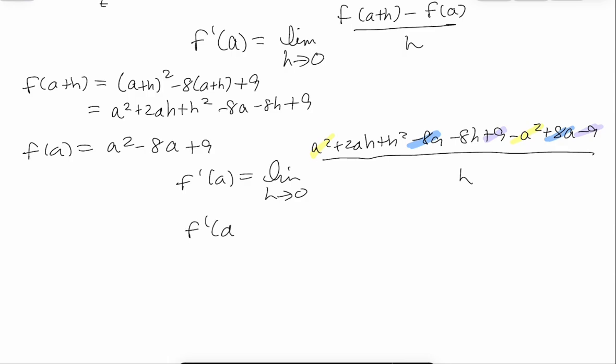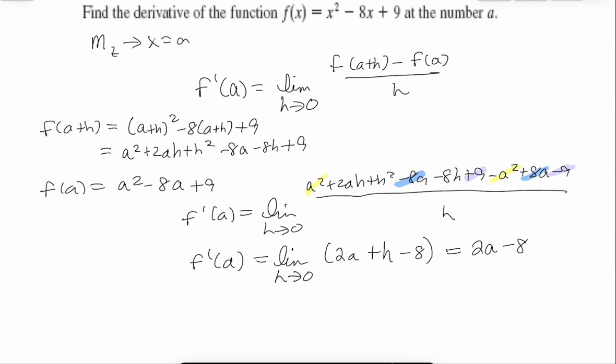So f prime of a is the limit as h approaches 0 of 2ah divided by h is 2a. H squared divided by h is h. Negative 8h divided by h is negative 8. And now, since that's such a nice quantity, we're allowed to just substitute in 0. So the only thing that becomes 0 is this. The other things are just going to come along for the ride. So our formula is 2a minus 8.